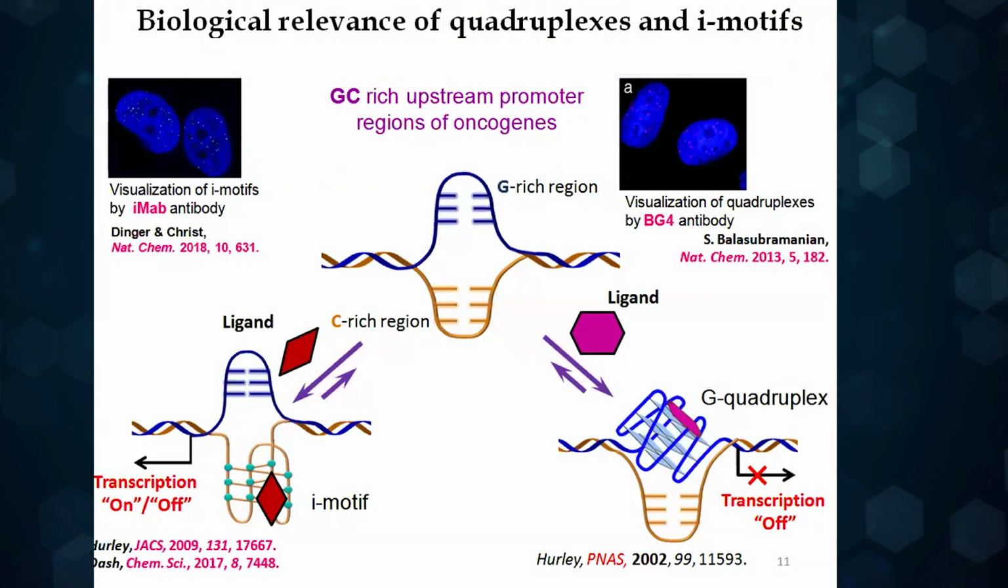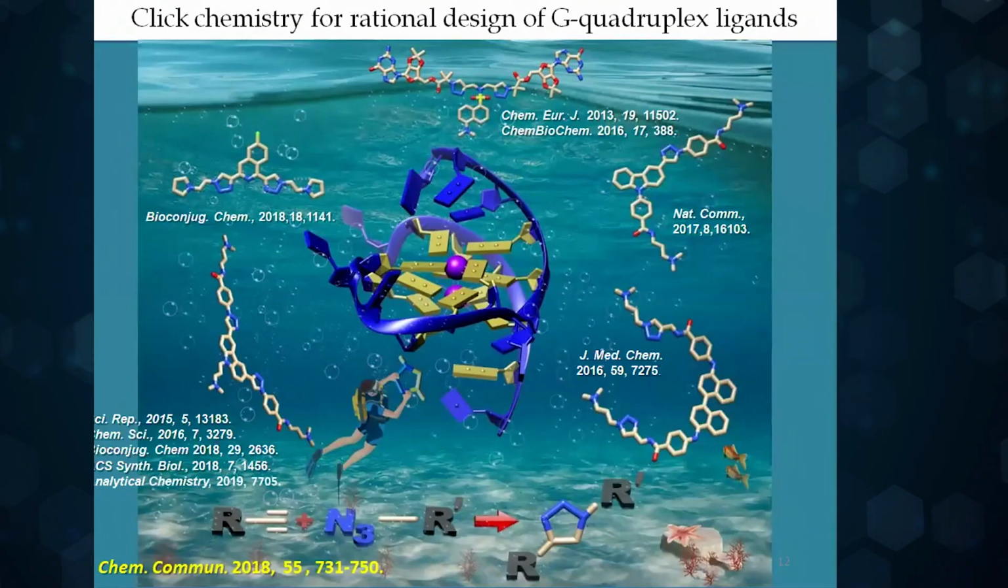So in our lab, we developed different classes of ligands for targeting DNA quadruplexes. These are peptidomimetics, nucleosides, and heteroaromatic ring systems. Many of these compounds show high selectivity for quadruplexes over duplex DNA.